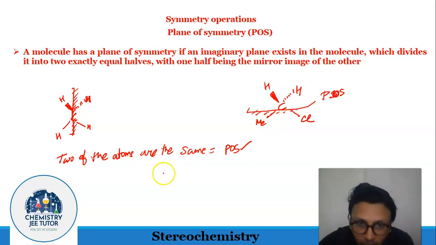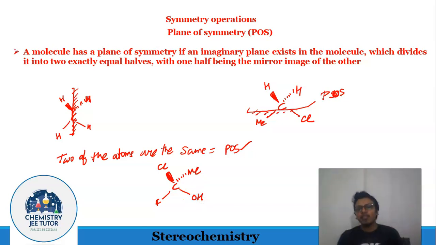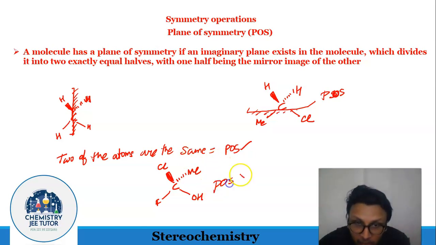Let us look at the last part of this molecule. Suppose I have a chlorine, methyl, fluorine, OH. Will this have a planar symmetry? It's a tetrahedral. Again, in a tetrahedral geometry, if you are looking for planar symmetry, look for similarity between any 2 atoms. If you see similarity, it will have a planar symmetry. Here, are there any 2 similar atoms? We have a chlorine, methyl, fluorine, OH. No similar atoms. So this molecule will not have a plane of symmetry.